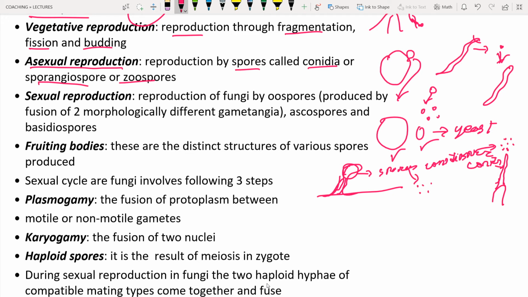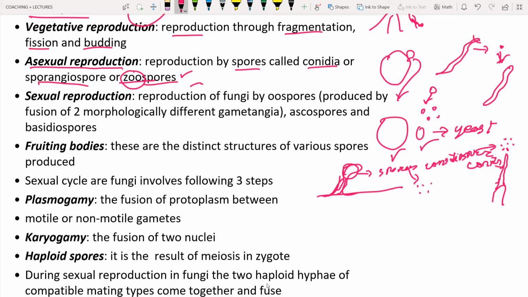Okay, and next is the zoospores. It means they are motile. If the spores that are coming from such structures are able to move in water or some kind of substance, that is known as zoospores. So zoo means which is capable of movement, and spores means they are the tiny structures.